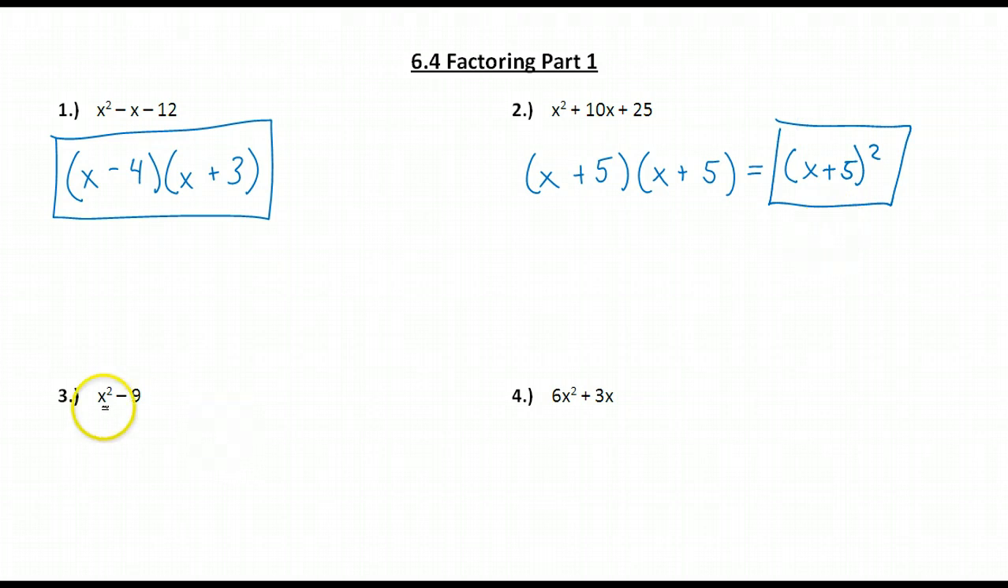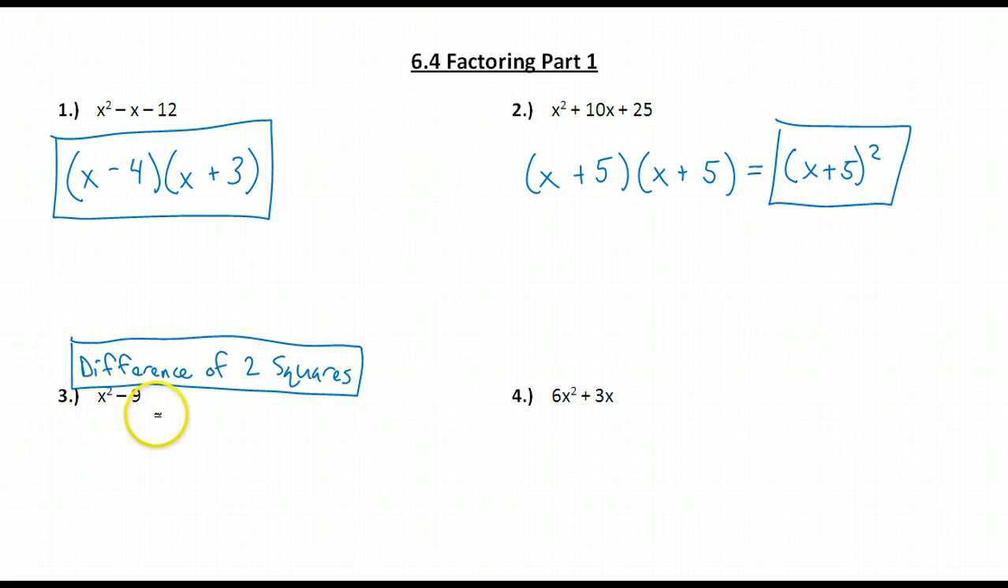In example number 3, we have a quadratic binomial. In this case, we're missing our x term, and we have a subtraction sign between our two terms. This problem is known as the difference of two squares. When we have the difference of two squares, we can still factor this quadratic.